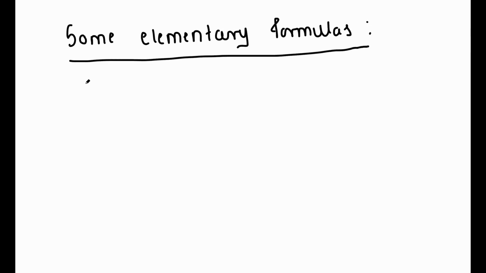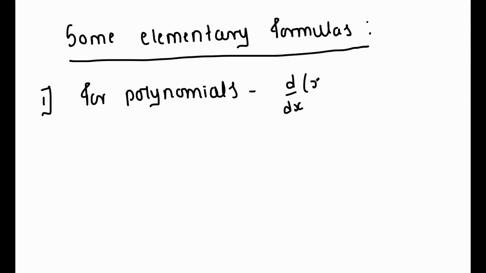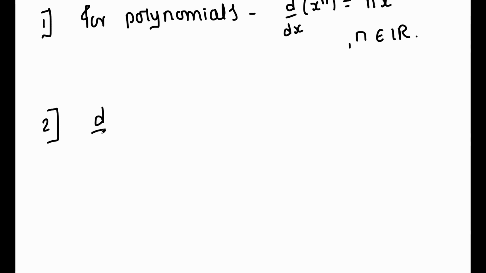If you want to take the derivative of a polynomial, then use the properties of derivatives along with the formula that the derivative of x raised to n equals n into x raised to n minus 1, where n is a real number. Another formula is the derivative of sin x is cos x.